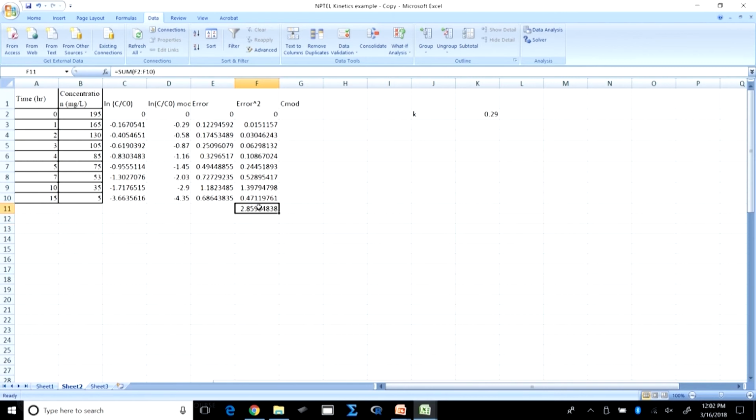So again, now I am trying to calculate the rate constant that would give the least sum of squared errors, right? What would that mean? That would mean that the k value would be closer to the true value, right? So let's try to approximate that.